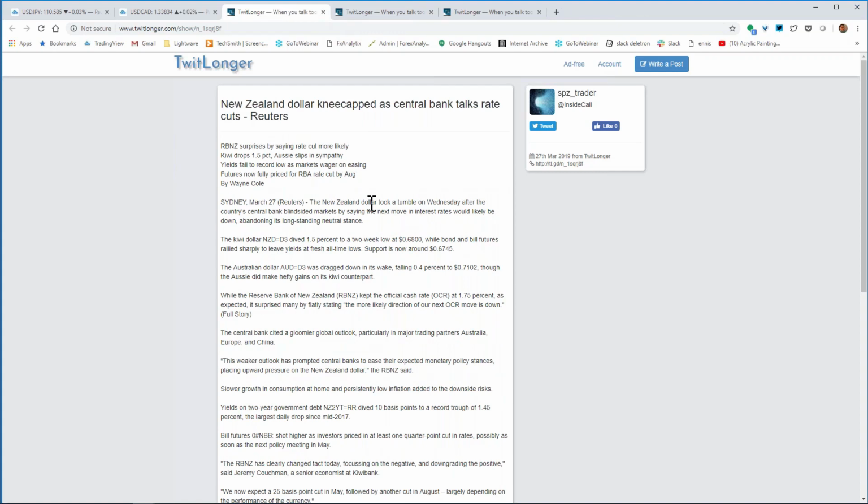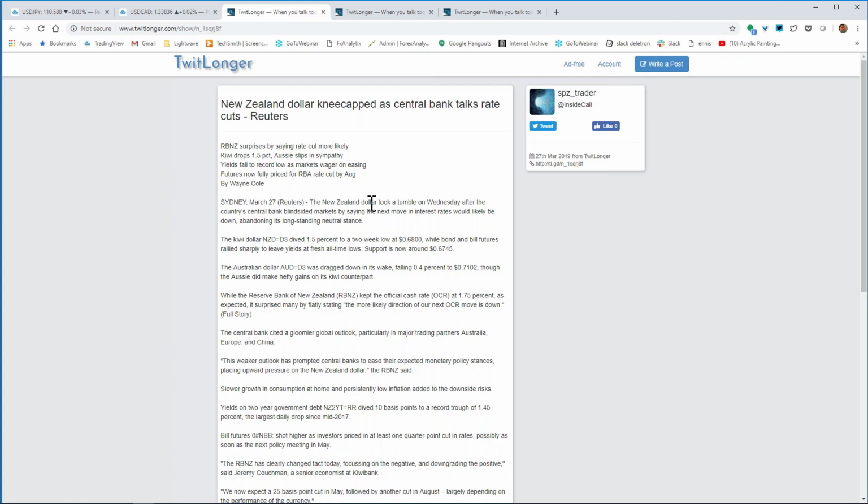On to the New Zealand dollar, kneecapped as the central bank talks rate cuts. The New Zealand dollar took a tumble on Wednesday after the country's central bank blindsided markets by saying the next move in interest rates would likely be down, abandoning its long-standing neutral stance. The Kiwi dived 1.5% to a 2-week low of 68, while bond and bill futures rallied sharply.